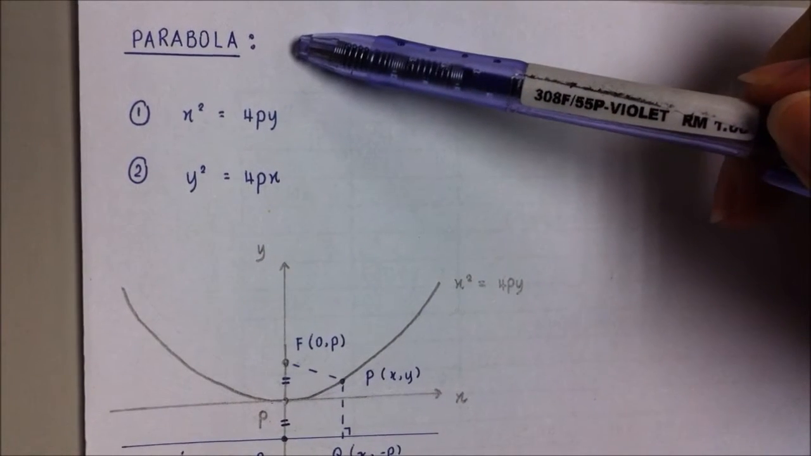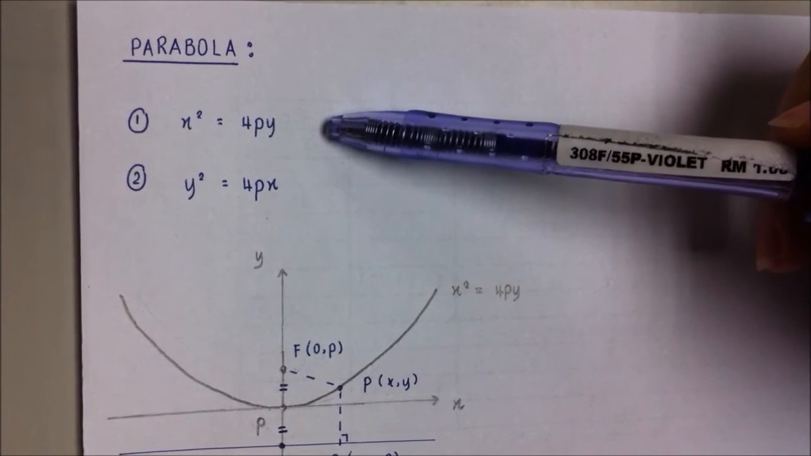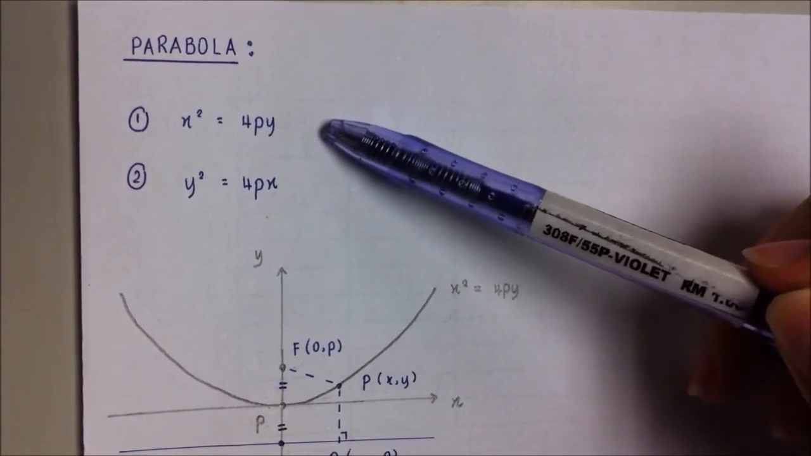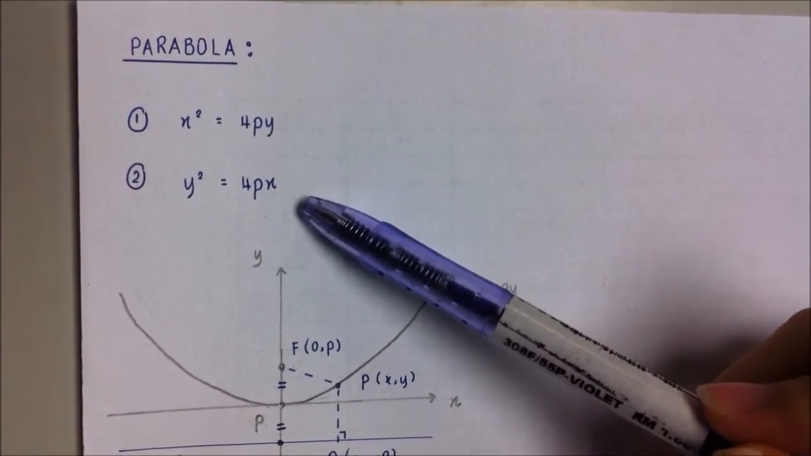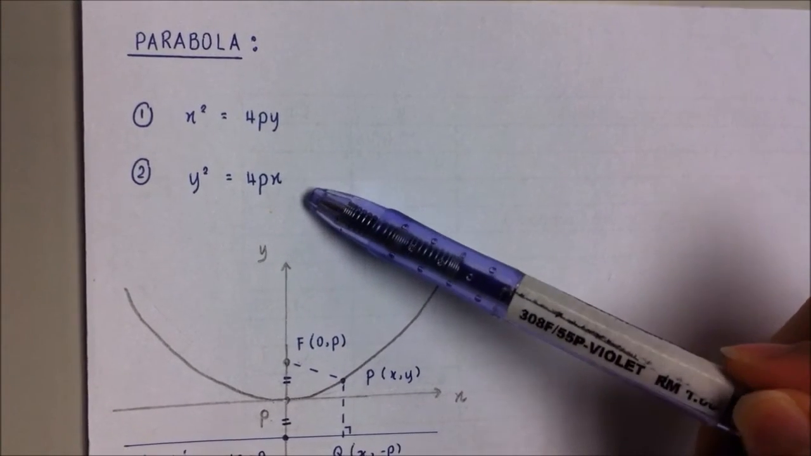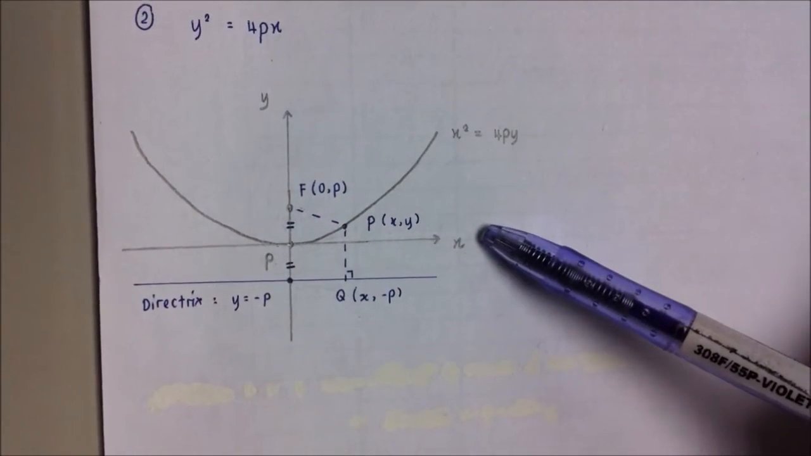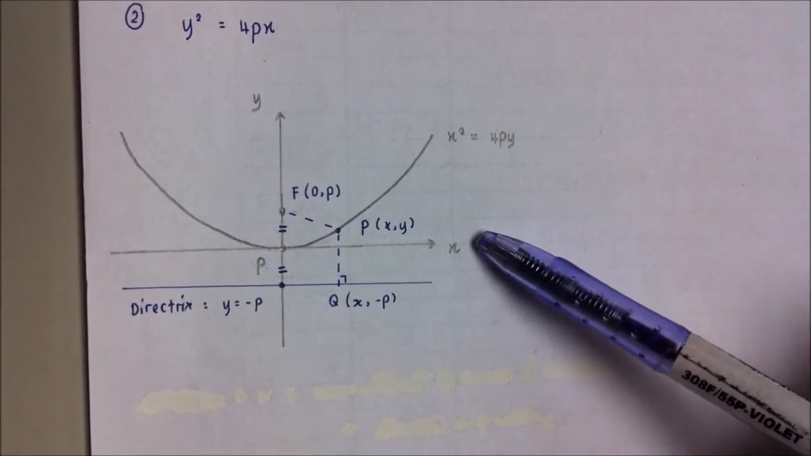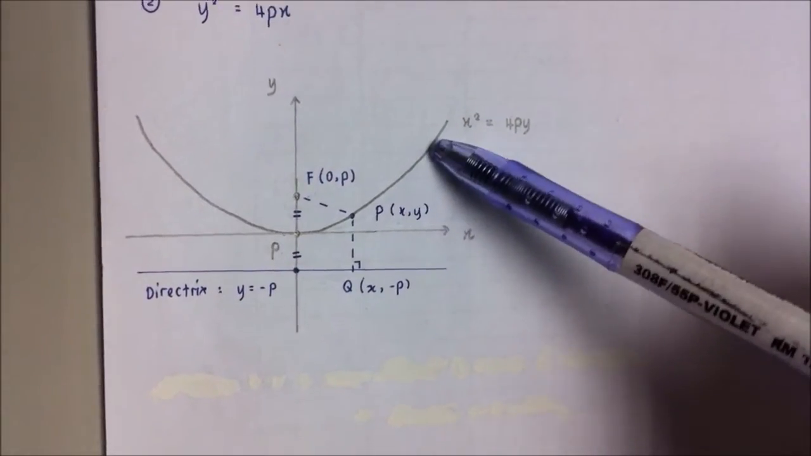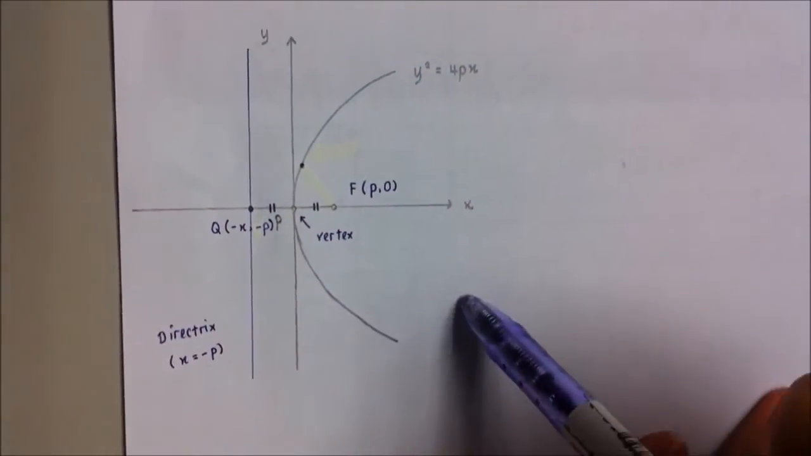Now we start on parabola. There are two standard forms that we need to remember. The first one will be x squared equals 4py, and the second one will be y squared equals 4px. And then this will be the standard graph of the parabola.